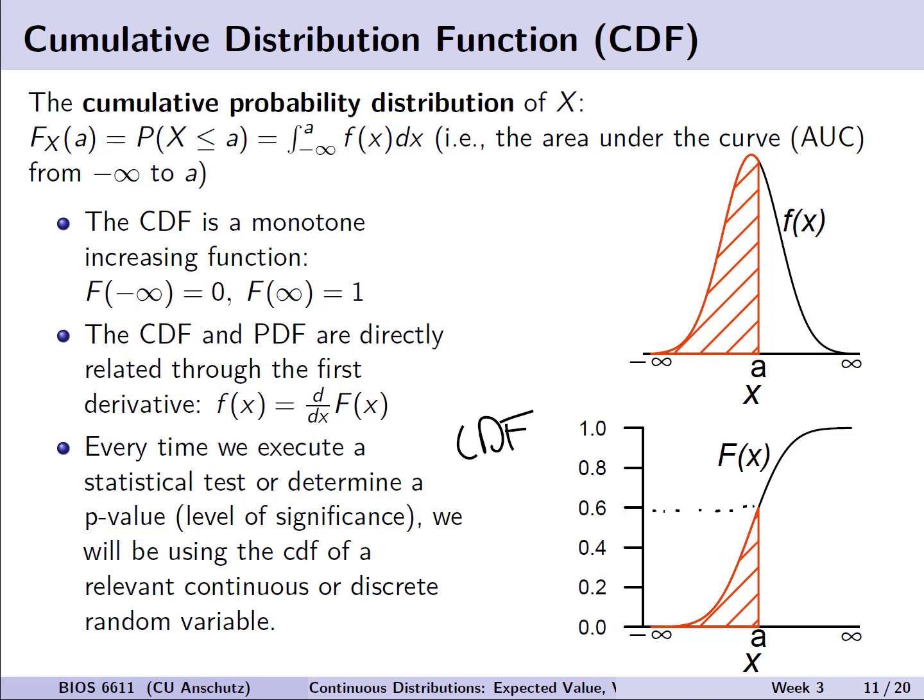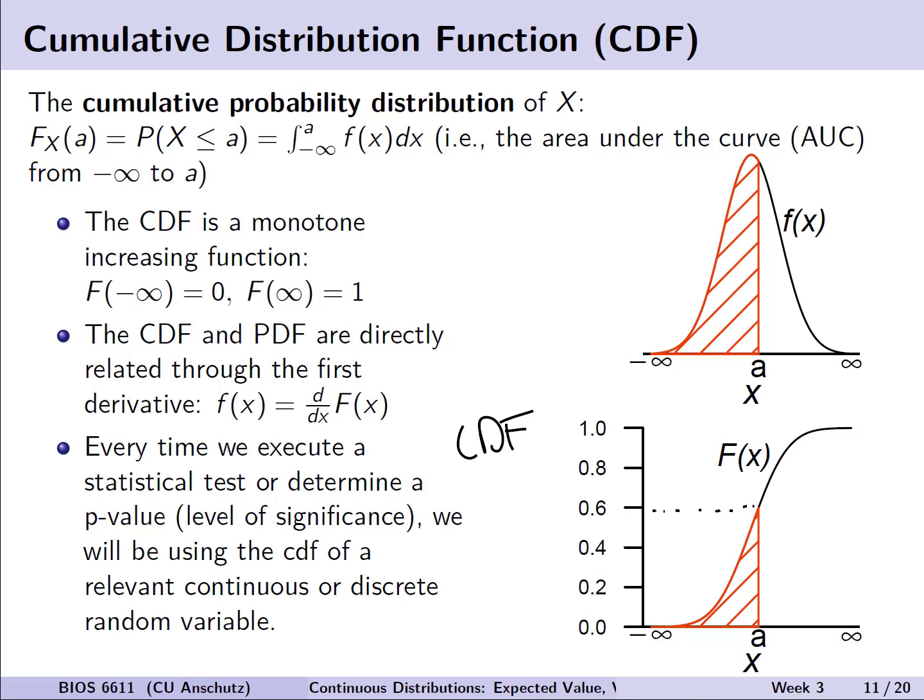The CDF is a monotone increasing function where at its smallest possible value it's equal to 0 probability, and at the largest possible value it's equal to 1, which is potentially negative infinity to positive infinity. The CDF and the PDF are also directly related: we take the first derivative of the CDF with respect to x to calculate our PDF. We'll see an example of how to do this on a following slide.